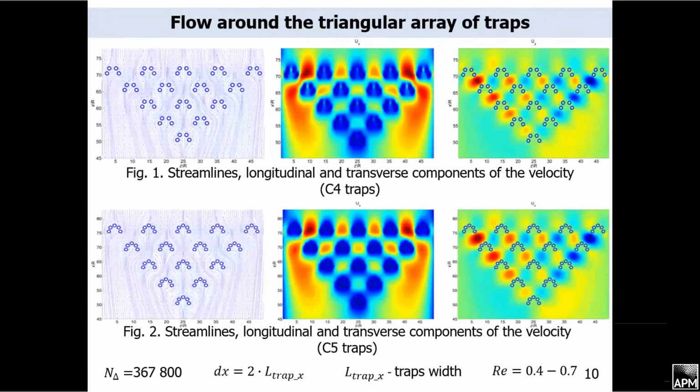On this slide, we can see the streamlines and velocity components of fluid flow around a triangular array of C4 and C5 traps. The total number of traps was 15. The computational domain was covered by a triangular grid consisting of more than 300,000 triangular elements. The distance between trap rows was 2L, where L is the width of the trap along the x-axis. Initially, in the channel there is a parabolic profile of the fluid flow. Over time, it redistributes so that the highest flow rate is observed near the walls of the microchannels, as you can see in this picture.